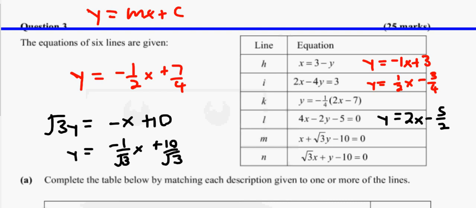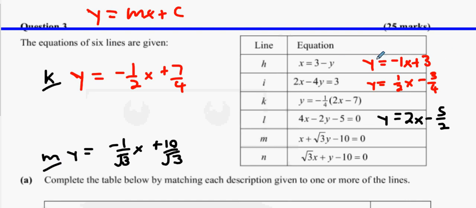Okay. That's another one. That's m. Which one's this again? That's k. That's your h, your i, your k, your l, and now n. N is just y equals minus root 3 x plus 10.